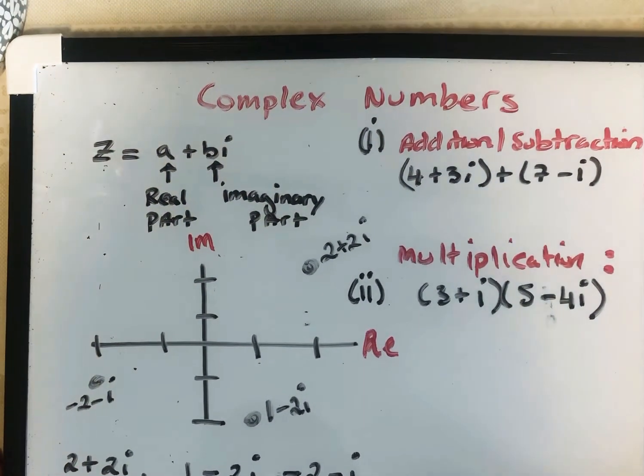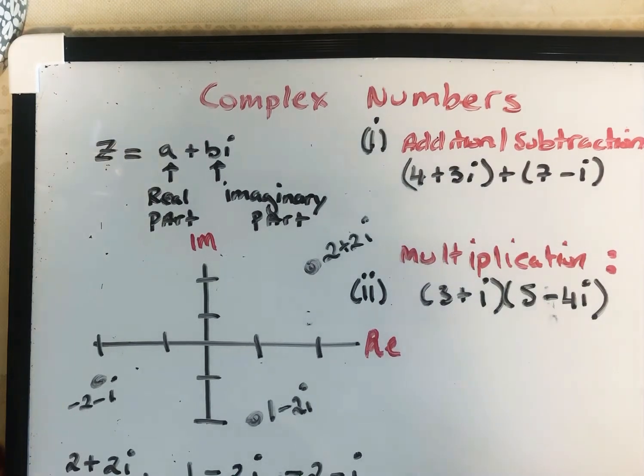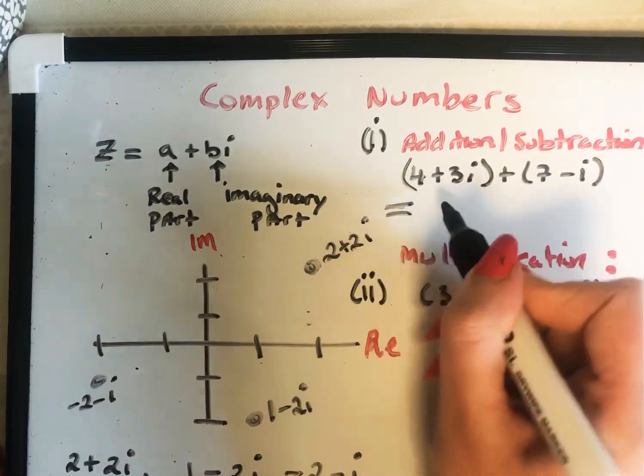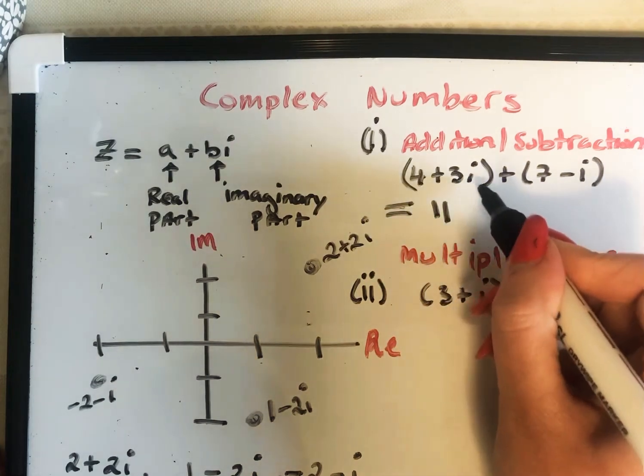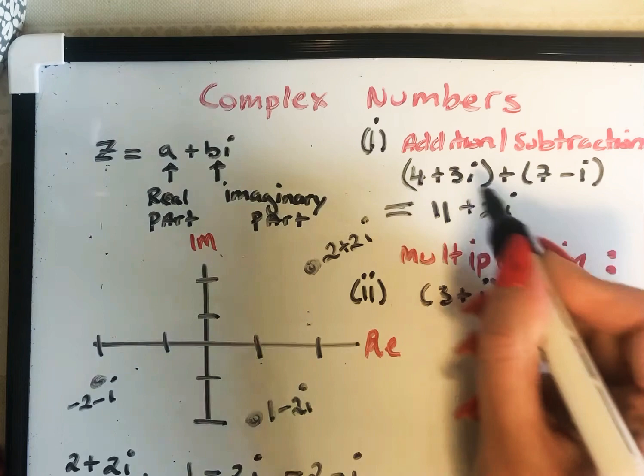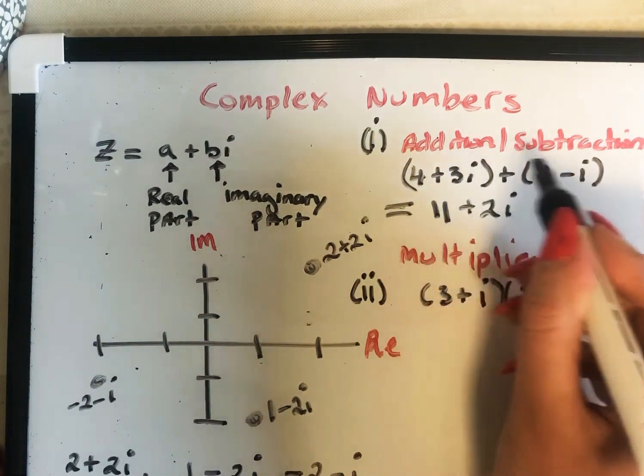Now let's look at adding or subtracting complex numbers. So the general rule here is we add the real with the real and the imaginary with the imaginary. So 4 plus 7 is 11. And then 3i minus i is plus 2i. So we add the real with the real and the imaginary with the imaginary.